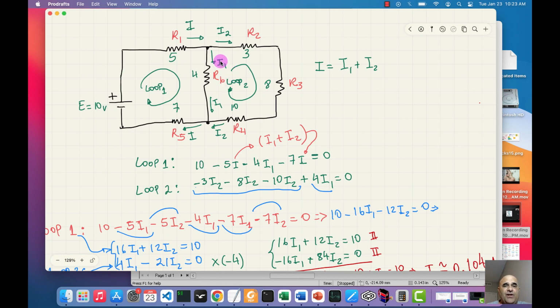Well, let's see now for the loop number 2. I'm going to start with this resistor here. So we have 3 times I2, which is negative because it is a voltage drop. Coming to this R3, we have 8 times the same I2 because it's the same current on this branch. So negative I2. Finally, going to this resistor of 10 ohms, 10 times the current, which is still I2.